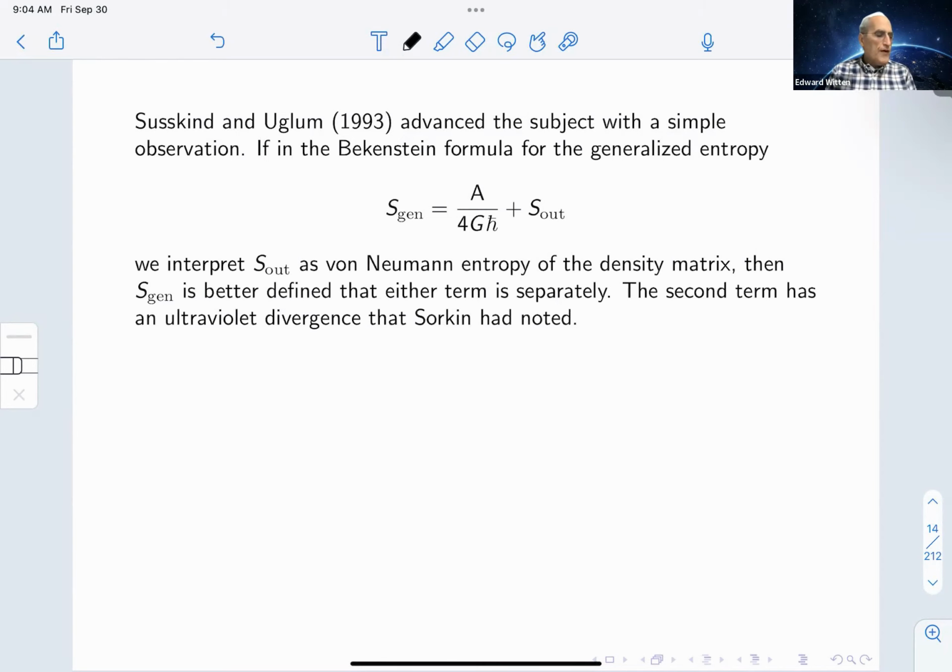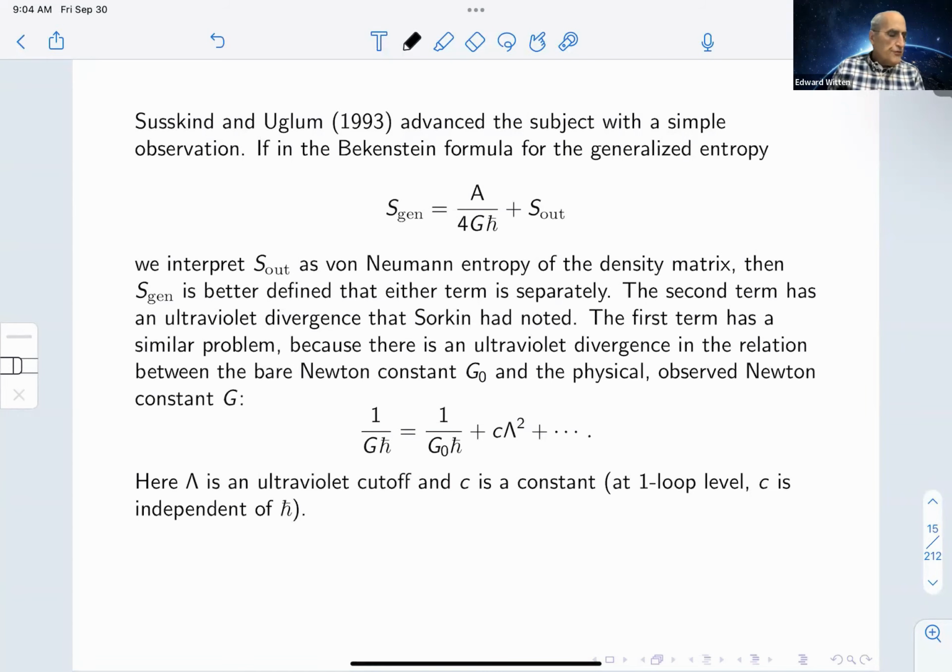The second term has an ultraviolet divergence, which I already mentioned and which Sorkin noted. But the first has a similar problem because there's an ultraviolet divergence in the relation between the bare Newton constant G0 and the physical observed Newton constant G. When Hawking did his famous work justifying Bekenstein's proposal about black hole entropy, he did not take into account loops that renormalize Newton's constant. The Newton's constant in Hawking's paper was a bare Newton's constant. But when we use this formula in the real world, we presumably have in mind the physical observed Newton's constant. The relation between the two is ultraviolet divergent, and at one loop, it has the quadratic divergence I've indicated.